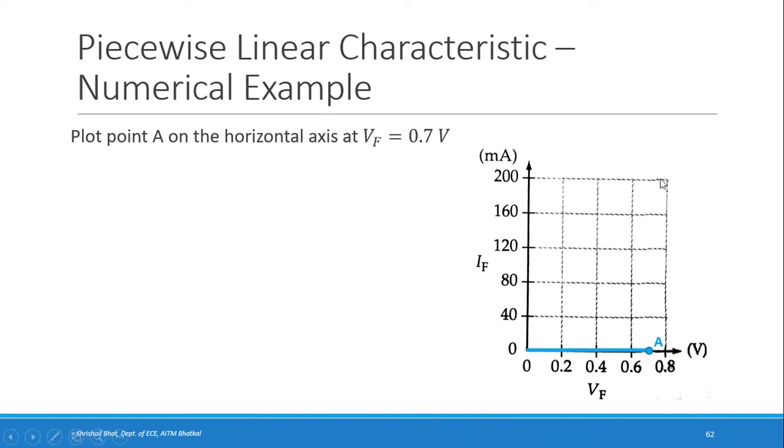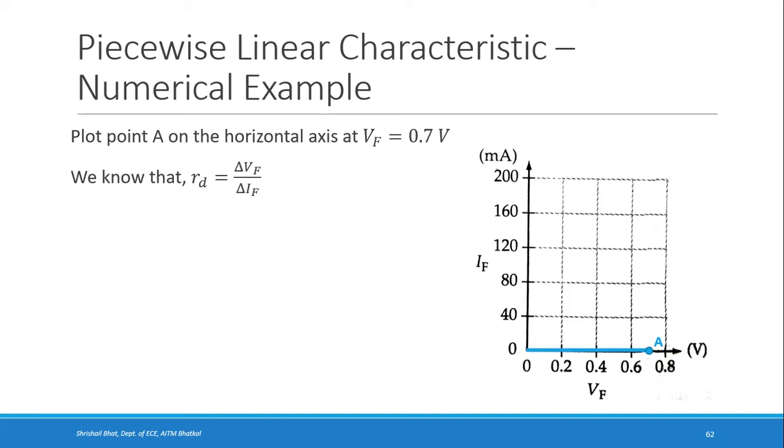That point B will be at the maximum value of the forward current. What is the maximum forward current? It is 200 milliamps. Okay. So then how to get the point on the voltage axis? On the current axis, it is obviously 200 milliamps. What is the value on the voltage axis? For that, we are making use of the resistance. Another parameter given is the dynamic resistance, which is given as 0.25 ohms.